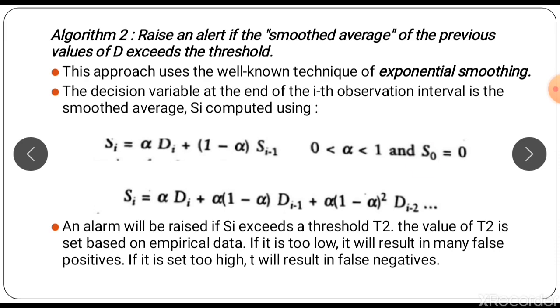So what we will get is this particular alarm. Here an alarm will be raised if Si exceeds a threshold T2. The value of T2 is set based on empirical data. If it is set too low, it will result in many false positives. If it is set too high, it will result in false negatives.